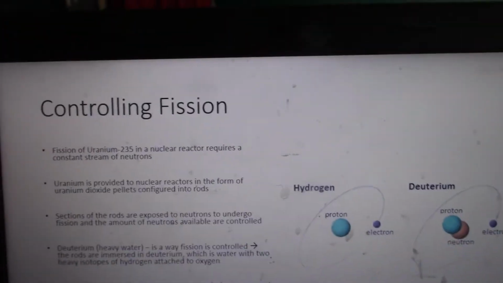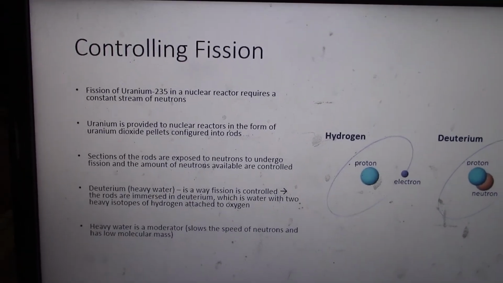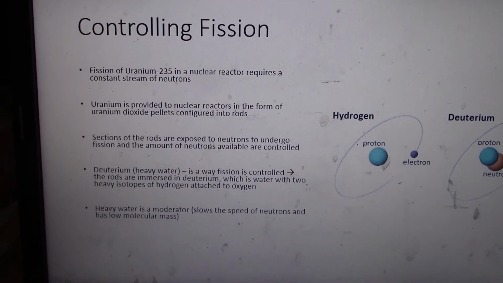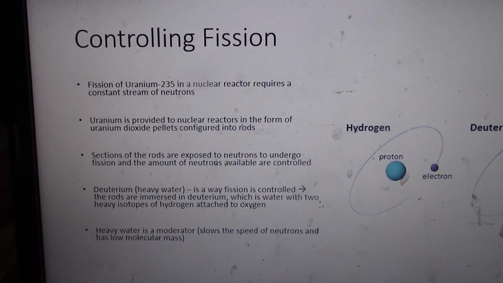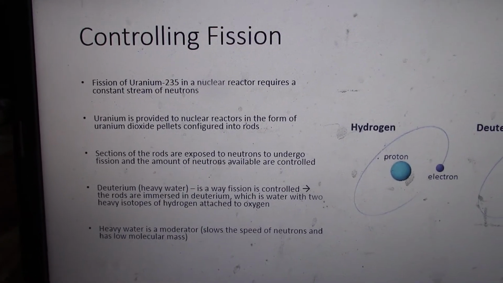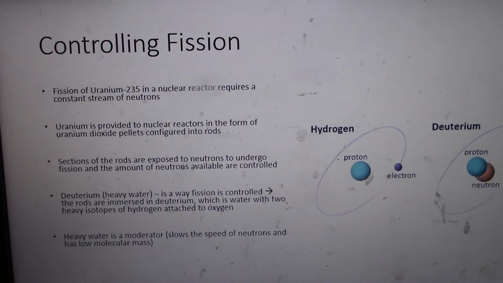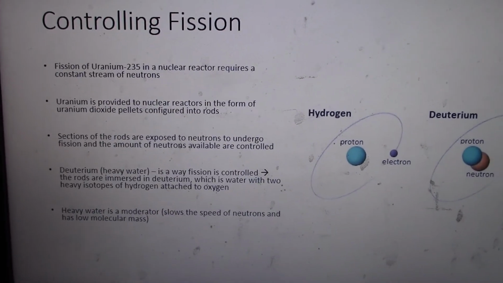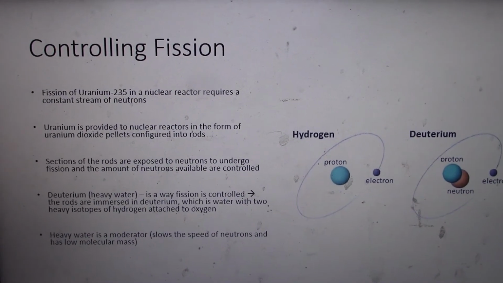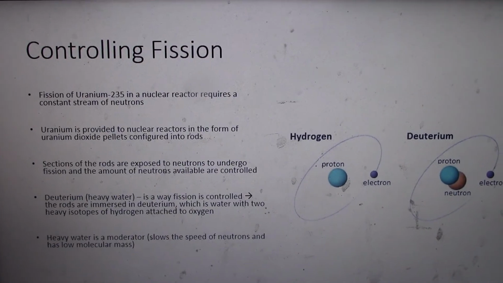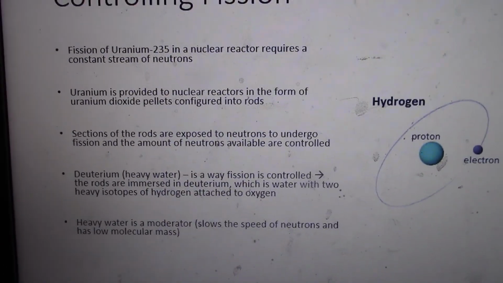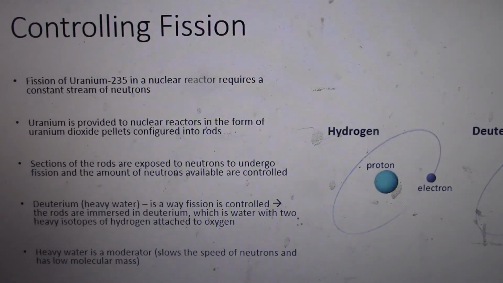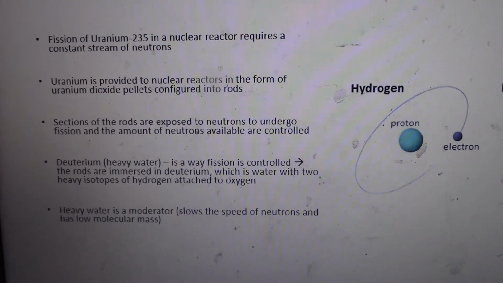Okay, how do we control fission? Because the reactors can melt down if we don't control it. The fission of uranium-235 in a nuclear reactor requires a constant stream of neutrons. So we have enriched uranium to provide fuel for nuclear reactors, in uranium dioxide pellets, where we bond the uranium with oxygen. A lot of uranium comes from Saskatchewan, actually.